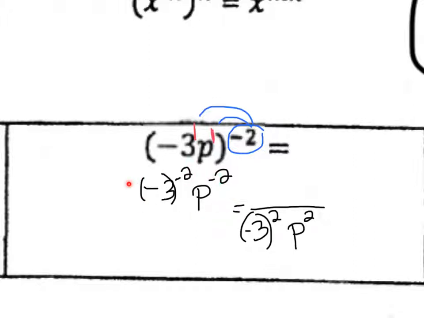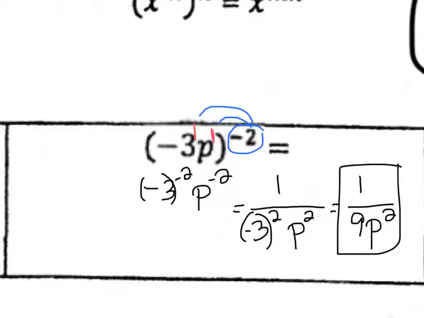Now there wasn't anything else in this top part, which means I can get a placeholder, and again that placeholder is 1. And now I check to see if there's anything else I could still simplify. Well, in this case there is negative 3 squared. That simply is negative 3 times negative 3, which is 9. So I have 9p squared, and then I still have that placeholder of 1. And there's my final answer.